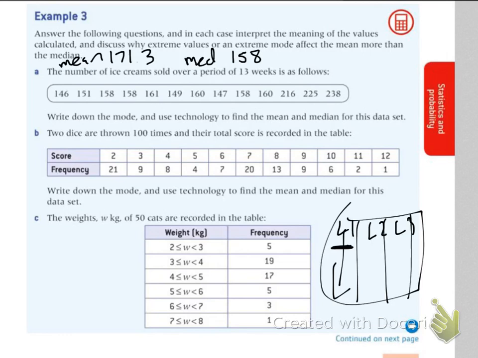So that's what I'm hoping you were able to find there. And if you think about it, if you added them all up and divided by 13, for 13 weeks, you should also get 171.3.